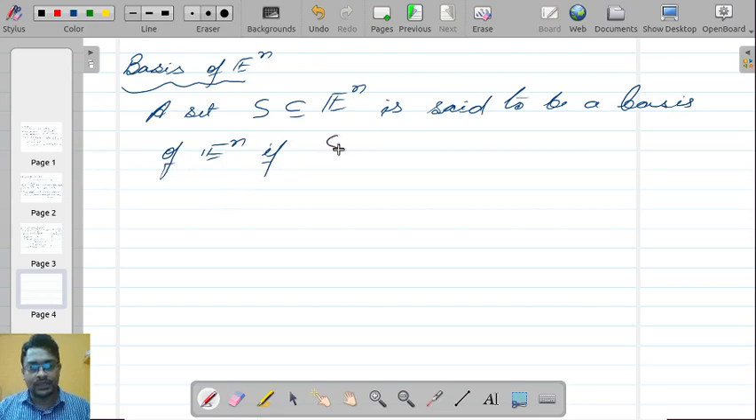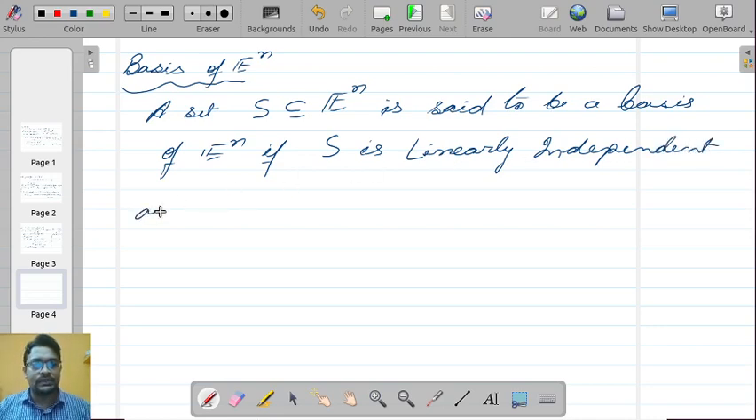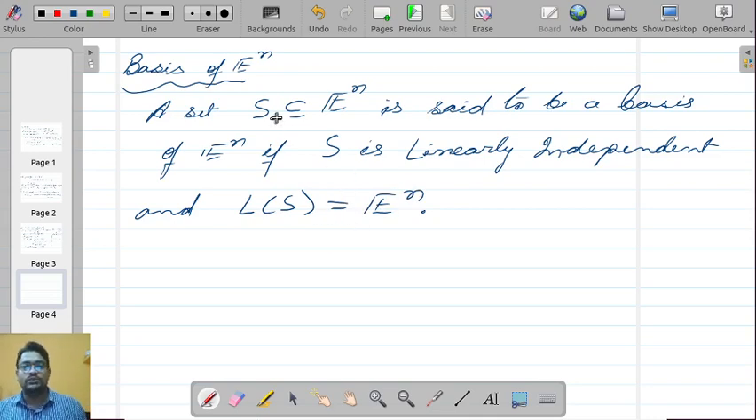Number one, S is linearly independent, which means the vectors in S are linearly independent, and number two, this S spans E to the power n, that is, L(S) equals E to the power n. Okay, if these two conditions are satisfied, then we say that S is a basis of E to the power n.